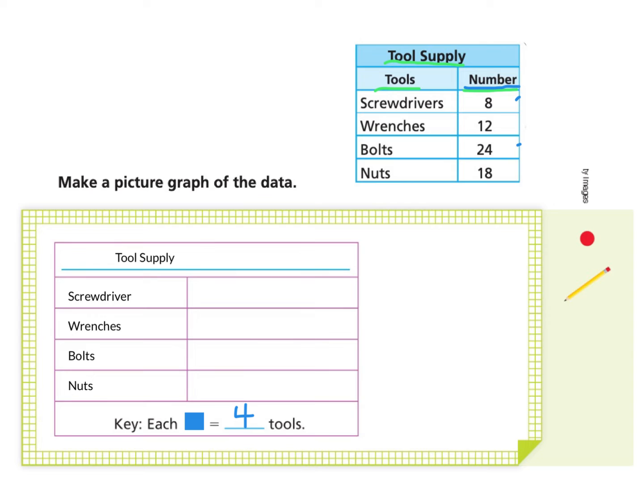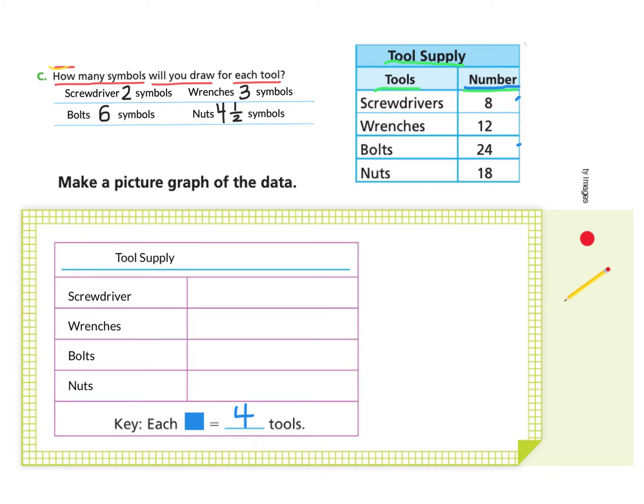So now that I have my symbol, which is the blue square, and the key that tells us that that means 4 tools, I can start filling in the pictograph. And remember, we already wrote this information in part C. So if you'd like to pause and try this part on your own and come back, you may do so, or just follow along with me.